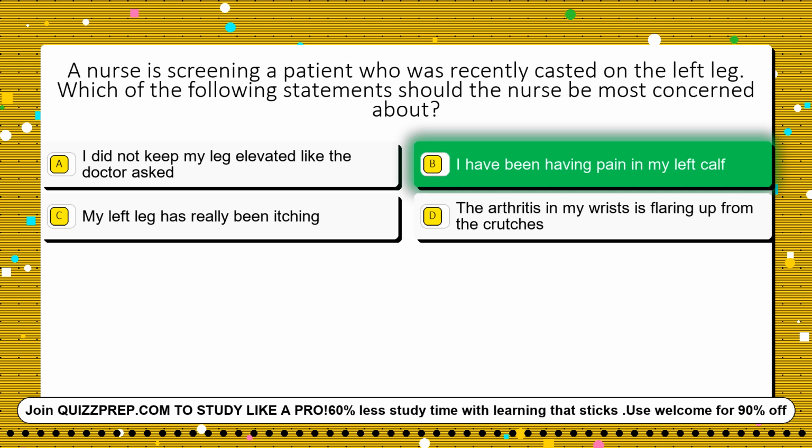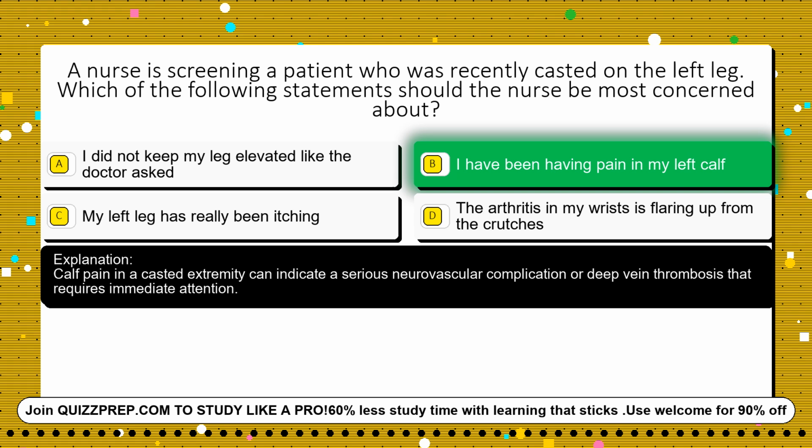The correct answer is option B. I have been having pain in my left calf. Calf pain in a cast extremity can indicate a serious neurovascular complication or deep vein thrombosis that requires immediate attention.